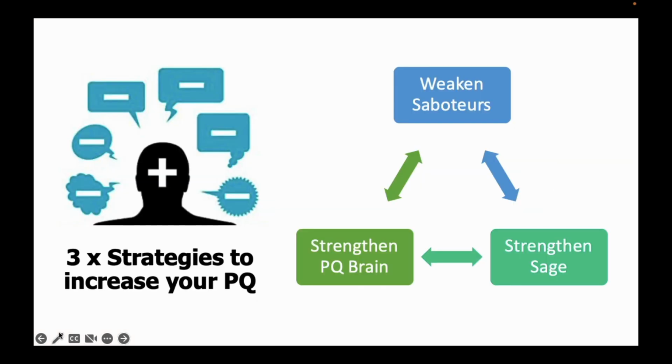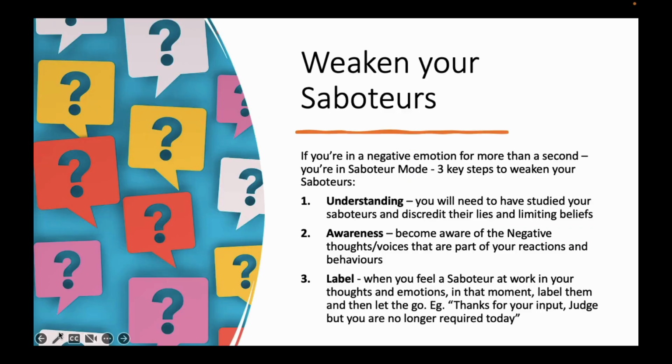We then talked about the 3 strategies you could use to increase your PQ score, right? They were to weaken your saboteurs, strengthen your PQ brain, and then strengthen your SAGE. Weakening your saboteurs was all about understanding, so getting a clear understanding of what your saboteurs are, then discrediting their lies and their limiting beliefs, as your saboteurs will want to take control. They will not want to be dismissed.